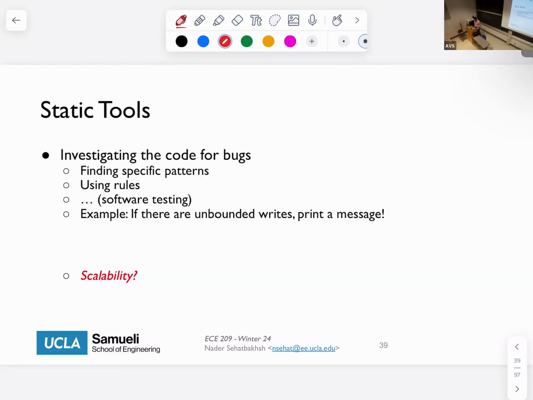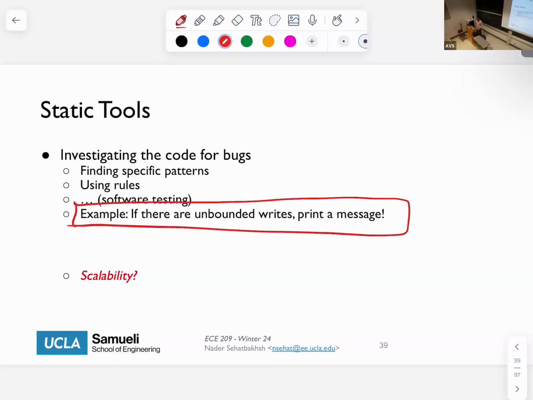For example, say we are looking for unbounded writes. If there is a pointer that is being written outside its bounds, for example, it's defined as 0 to 40, and somebody is trying to write at index 42, can I find something like this? Then maybe the rule would be that if I see this, I print a message or record it somewhere. The idea is that your tool essentially goes line by line in your code and checks some specific rules.